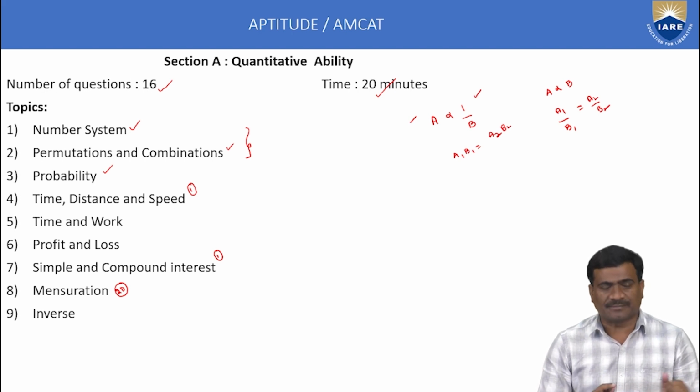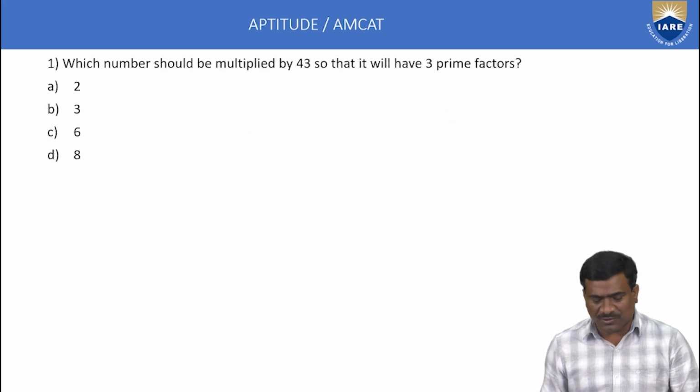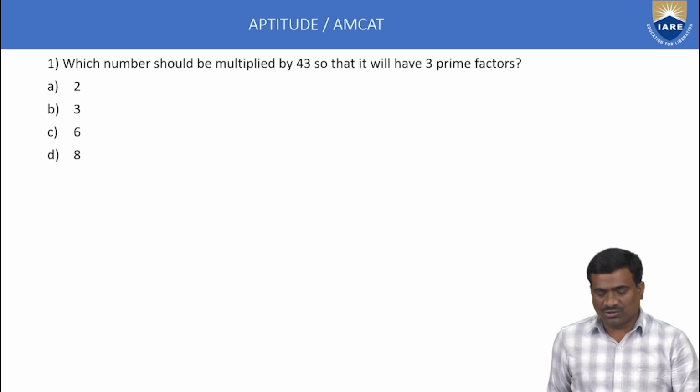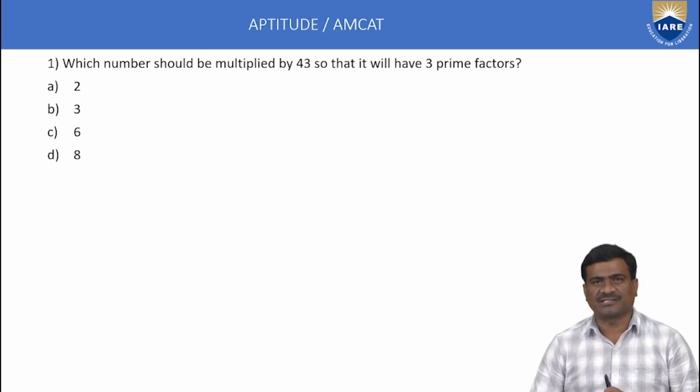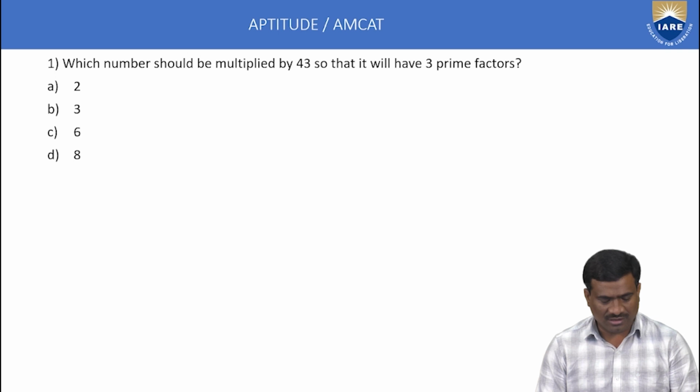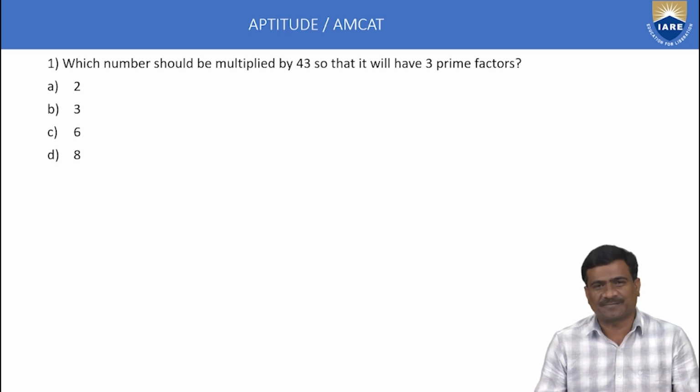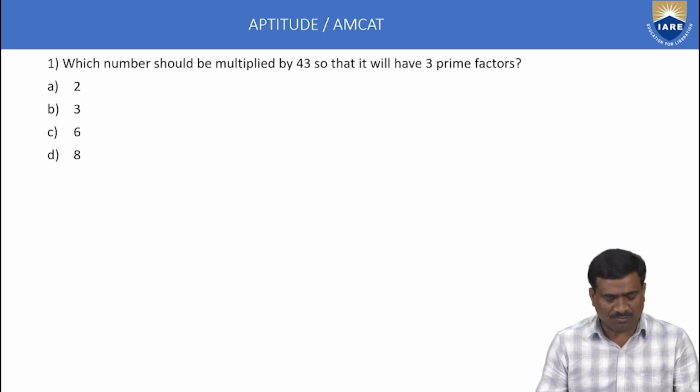Okay, next, examples in quantitative aptitude paper 1. First example: which number should be multiplied by 43 so that it will have 3 prime factors? Option A 2, B 3, C 6, D 8.